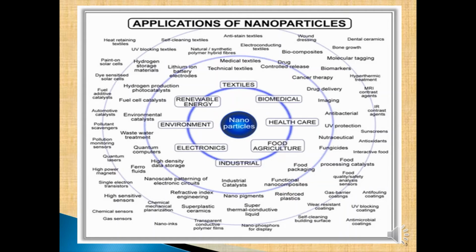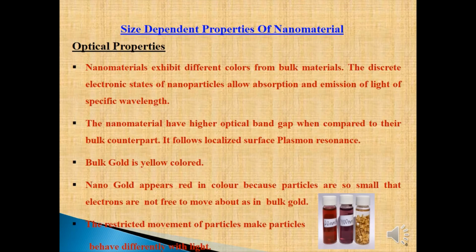Size-dependent properties of nanomaterial. A size-dependent property is a physical property that changes when the size of the object changes. In this, I will be discussing various size-dependent properties of nanomaterial. Optical property. Nanomaterials exhibit different colors when compared to bulk material. The discrete electronic states of nanoparticles allow absorption and emission of light of specific wavelength.